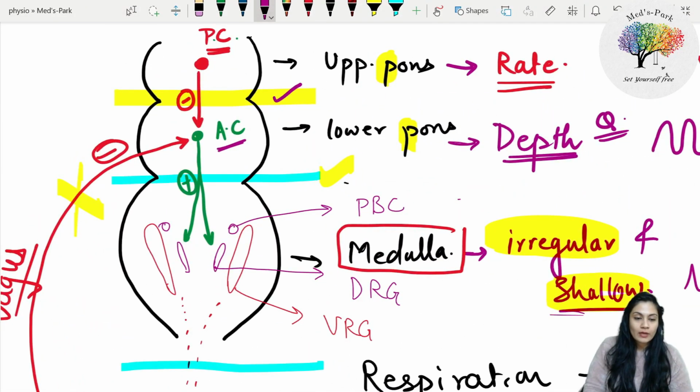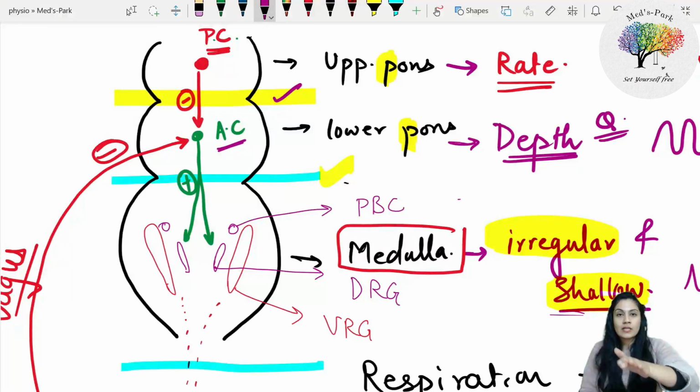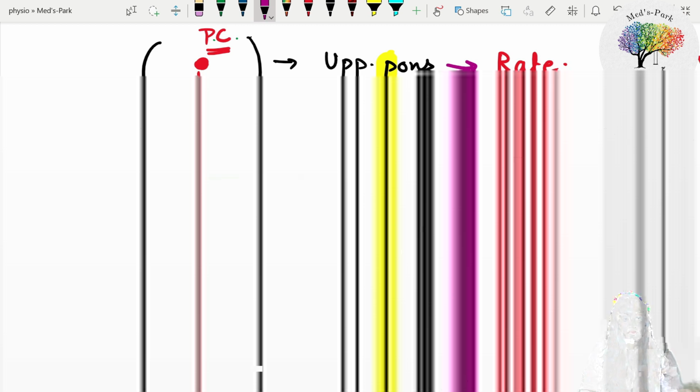If only a mid-pontine lesion is there and the vagus is intact, at least one inhibitory signal is working properly. That means from the vagus the inhibitory signals are coming. The apneustic center will work more now. Why? Because only one inhibitory control is working on it and one inhibitory control is not working, that is the pneumotaxic center, because of the mid-pontine lesion over here.